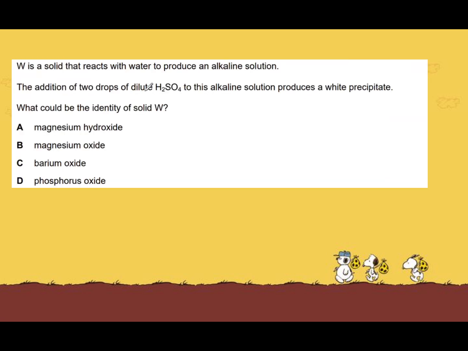W is a solid that reacts with water to produce an alkaline solution. The addition of 2 drops of dilute H2SO4 to this alkaline solution produces a white precipitate. What could be the identity of solid W? The correct answer is C, because BaO reacts with water to form Ba(OH)2, an alkaline solution. When dilute H2SO4 is added, insoluble BaSO4 precipitate is formed.